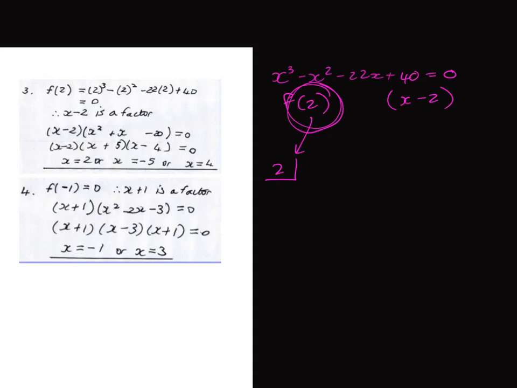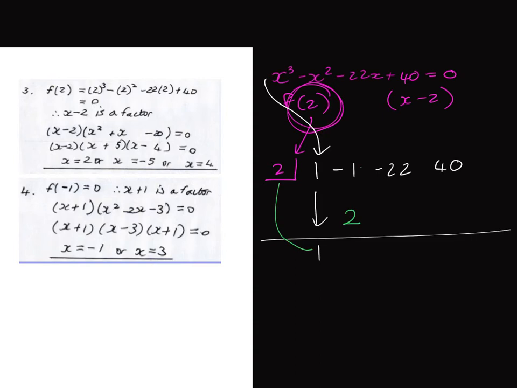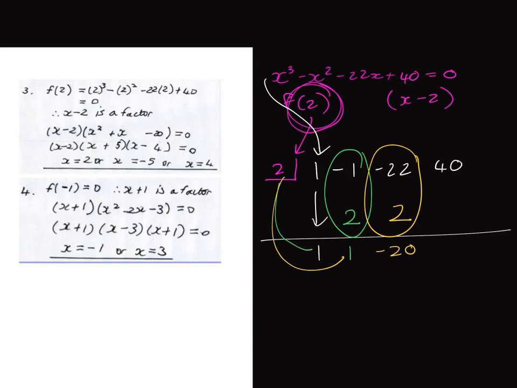And then we're going to bring down the coefficients of each. So 1, negative 22, and our constant of 40. Drop that first one down. And then it's going to be 2 times 1 is 2. Negative 1 plus 2 is 1. 2 times 1 is 2. Negative 22 plus 2 is negative 20. And then 2 times negative 20 is negative 40. And our final one becomes 0 when we add them.